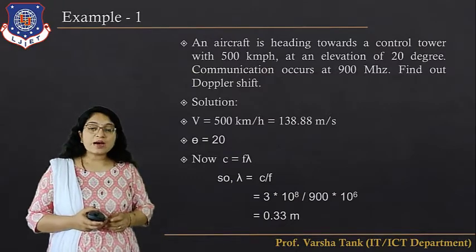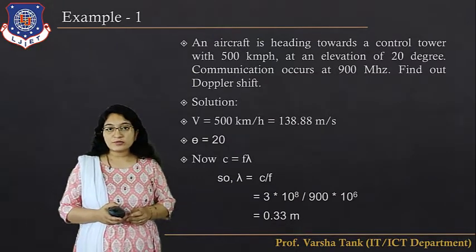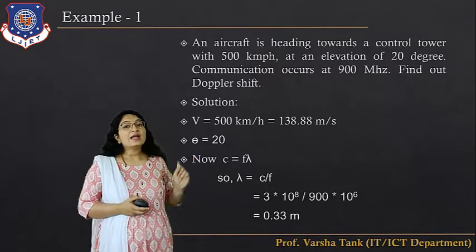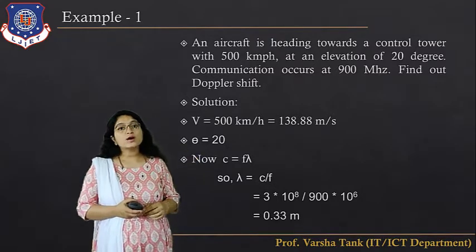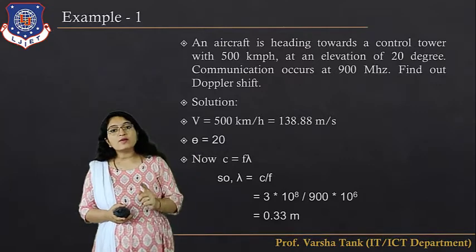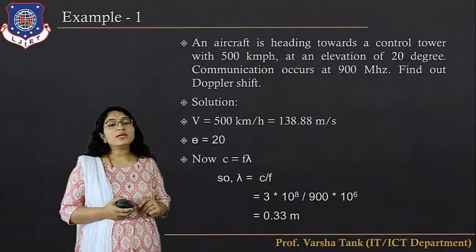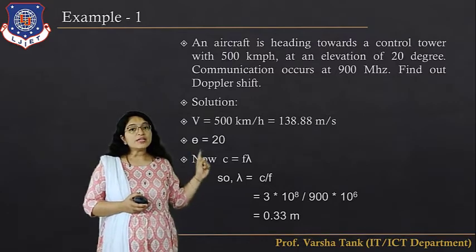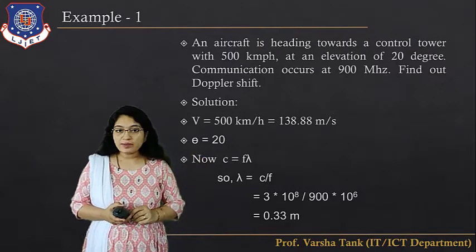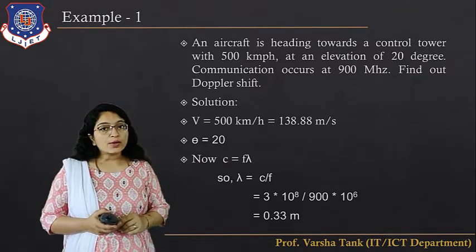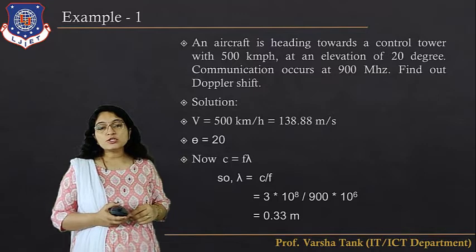Now let's see one example related to this Doppler shift. First let's see the aim. An aircraft is heading towards a control tower at 500 km per hour at an elevation of 20 degrees. Communication occurs at 900 megahertz. We have to find the Doppler shift. Let's see the solution.